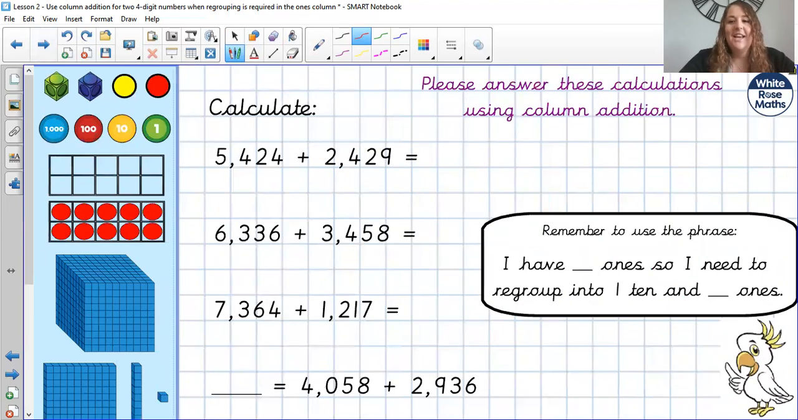Okay, can you please have a go at these in your books? Just like yesterday, I'm going to ask you to write them in columns, so one on top of the other. Make sure they are in the right columns, and remember to use the phrase that Coco is showing us. If I have a certain amount of ones, I need to regroup into 1 10 and something ones. Okay, pause it here and off you go. And make sure when you come back, we'll go through the answers. Good luck.